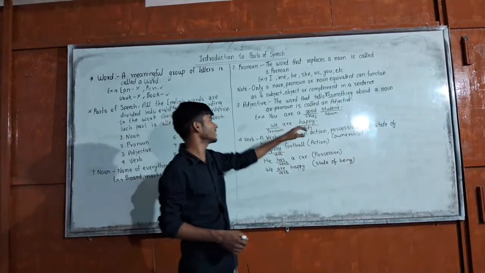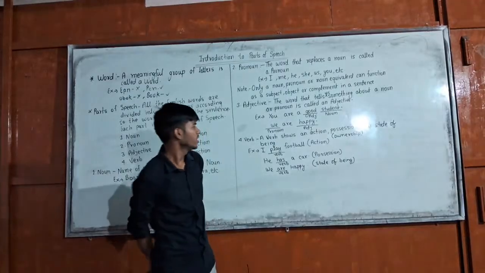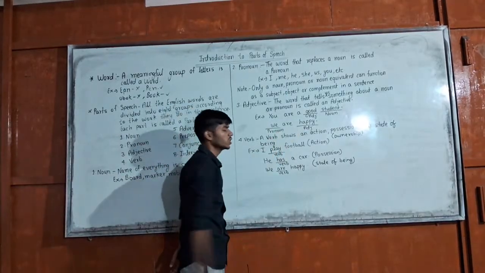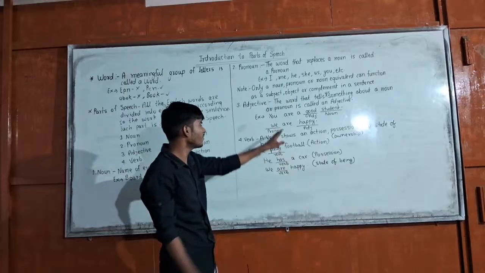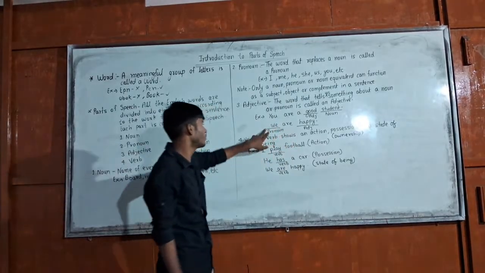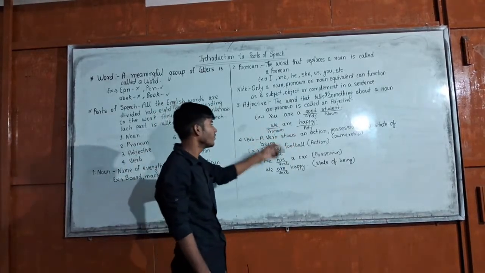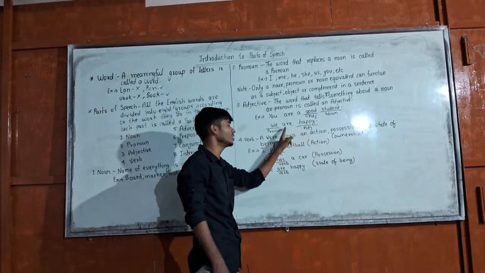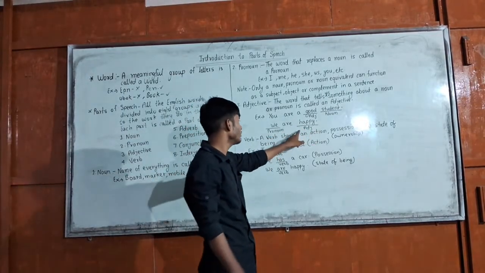Now coming to the second sentence, we are happy. In this sentence there is no noun. So how will we find the adjective? Now we will find a pronoun. So here we have the pronoun we. And what are we? We are happy. So here the word happy is telling us about we. It means happy is an adjective.